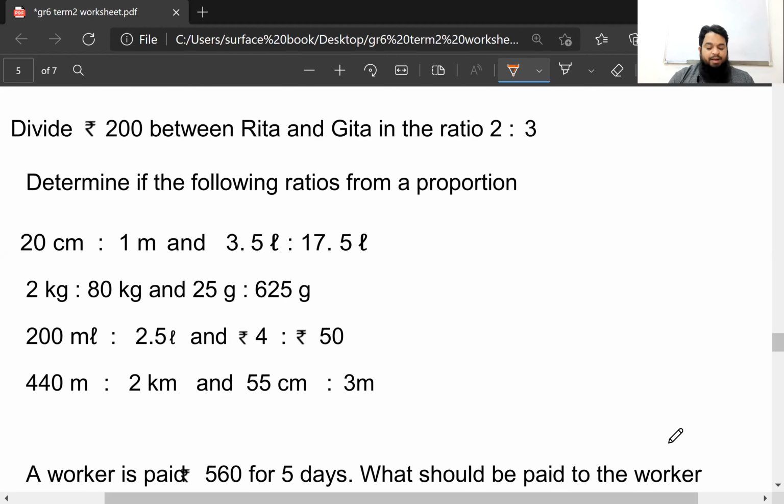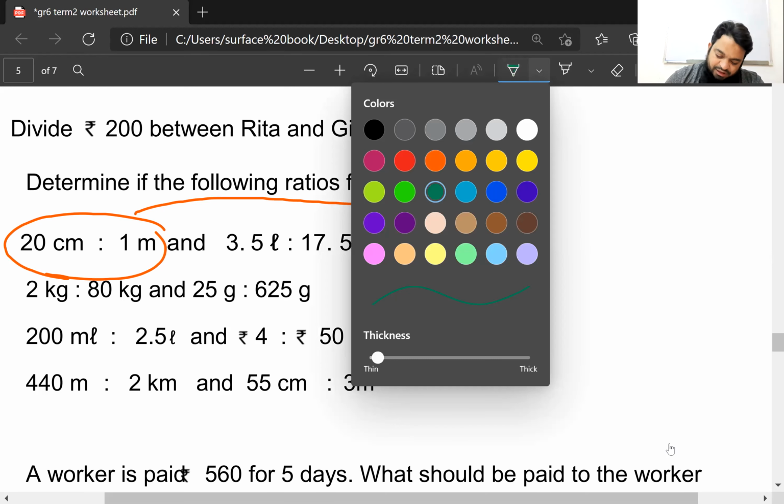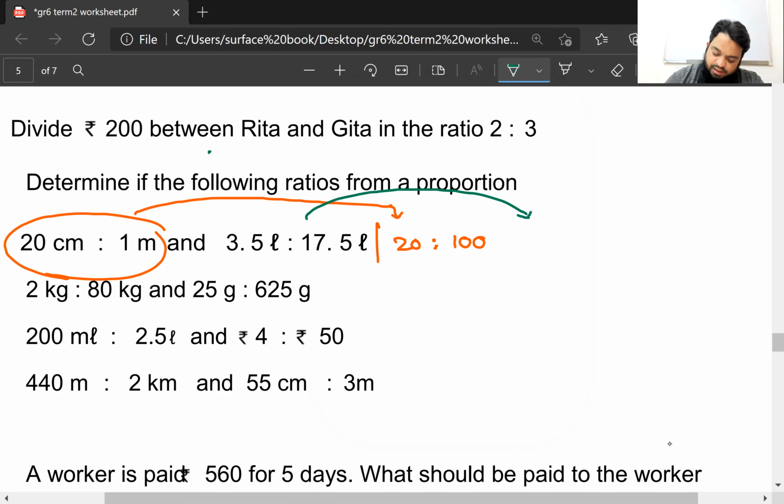Determine if the following ratios form a proportion or not. Let us do. First, we have to find out the ratio of this. 20 centimeters is to 1 meter. Let us do it here. 20 centimeters is to 1 meter, which is 100 centimeters. And let us check whether the next one is in proportion or not.